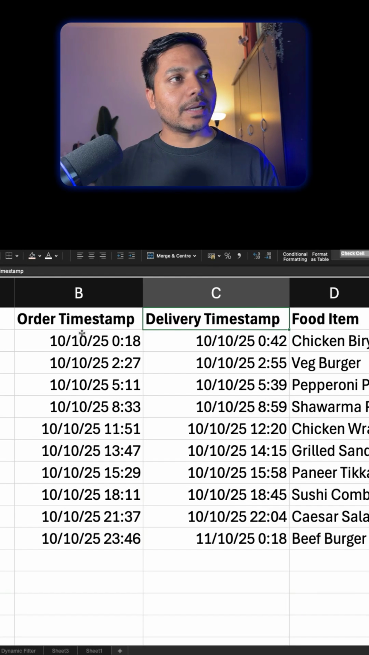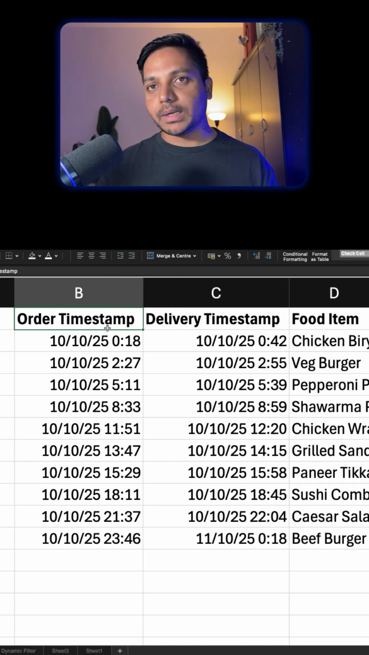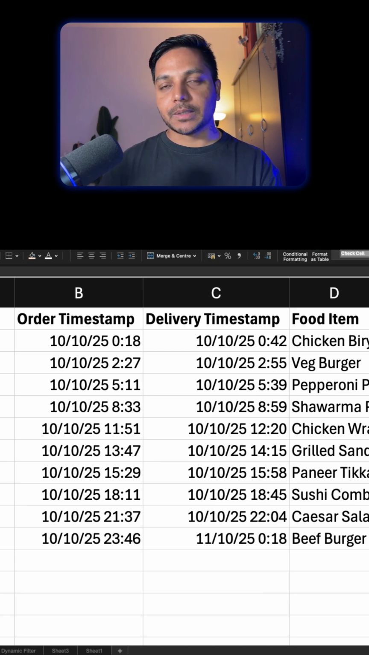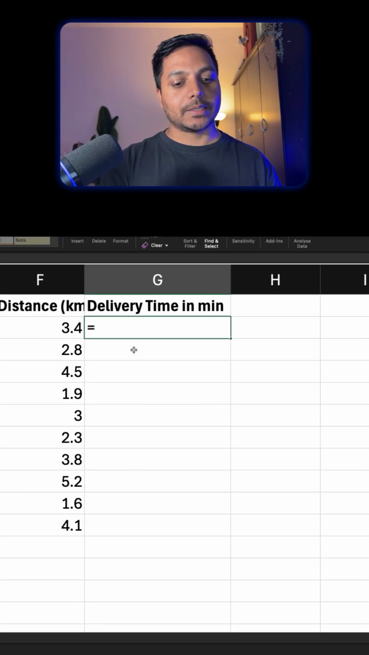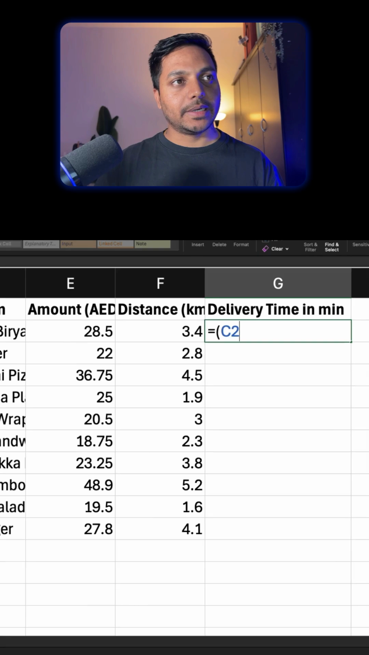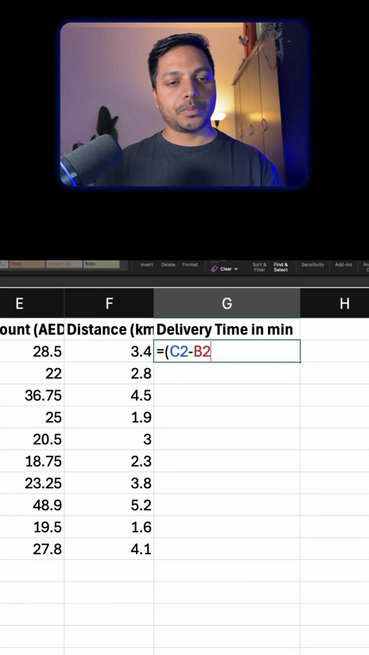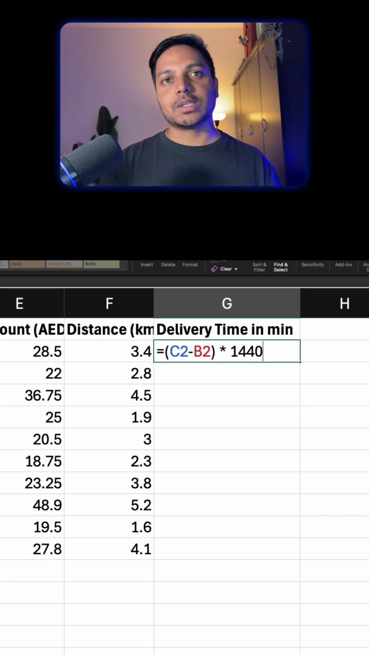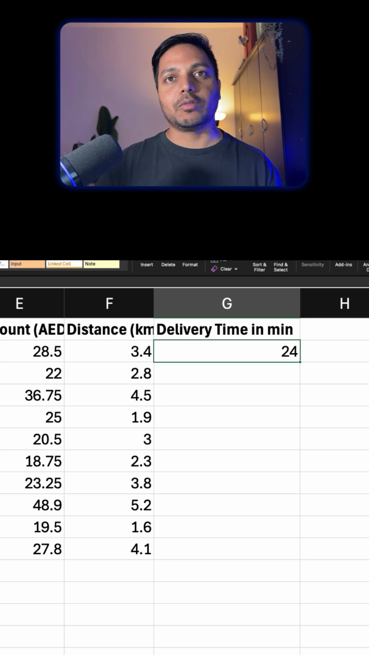So we have an order data set. We have two timestamps: one is the order timestamp and one is the delivery timestamp. We need to find out the delivery time in minutes. So we can simply go ahead and say, in parentheses, delivery time minus the order time, and you have to multiply with 1440. This is going to give you the difference between two timestamps in minutes. So if you just hit enter, you see it's 24 minutes.